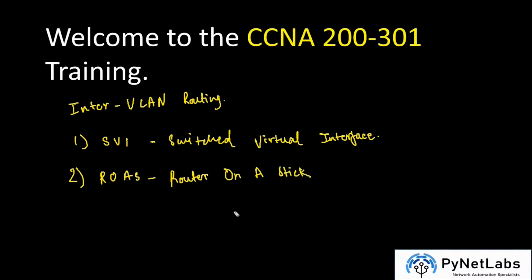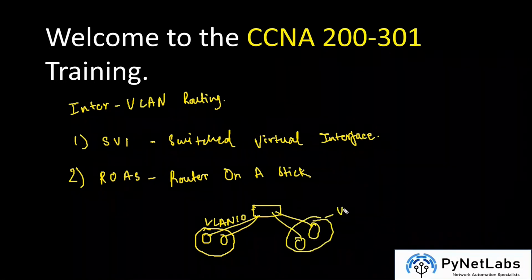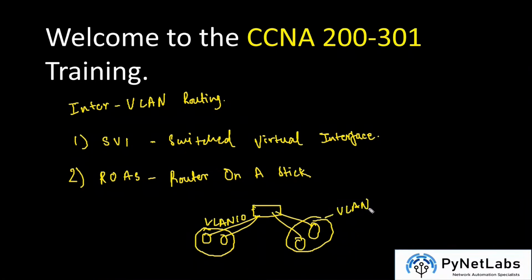And inter-VLAN routing was all about making communication possible between devices of, let's say, one VLAN, VLAN 10, and the devices of some other VLAN, let's say VLAN 20. So inter-VLAN routing was all about making these devices communicate with each other.